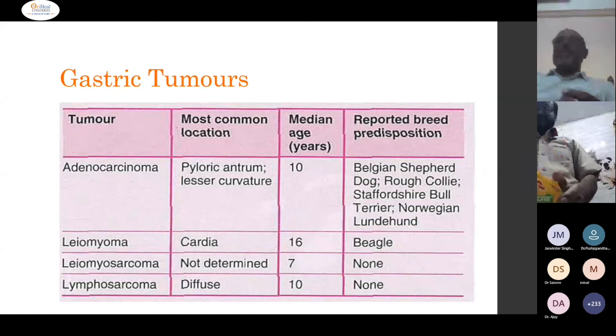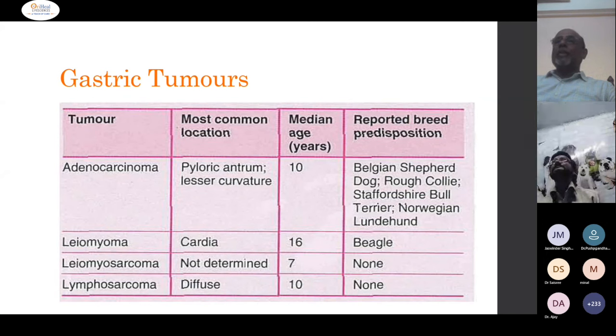So gastric tumors are mainly adenocarcinomas in the pylorus, most often predisposed in Belgian shepherds, bull terriers and things like that. Leiomyoma is seen in the cardia and in beagles. Leiomyosarcomas and lymphosarcomas are seen, but age is again 7 to 10 years. So the median is around 7 to 10 years for expecting gastric tumors.